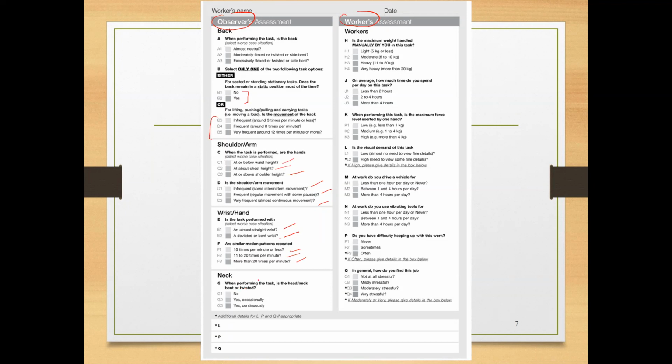So when performing the task, is the head/neck bent or twisted? No, yes, occasionally, and yes, continuously. So these are the observations by the observer or practitioner.